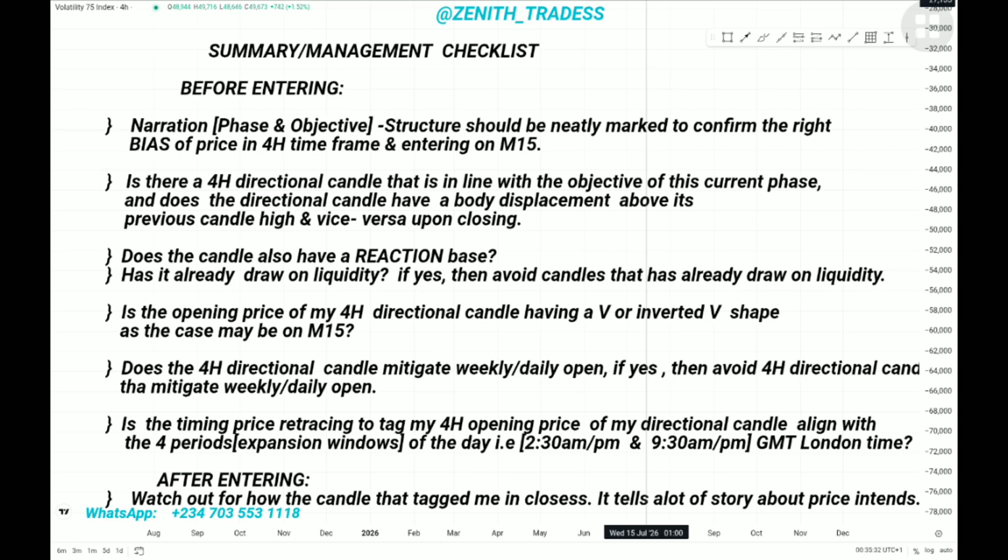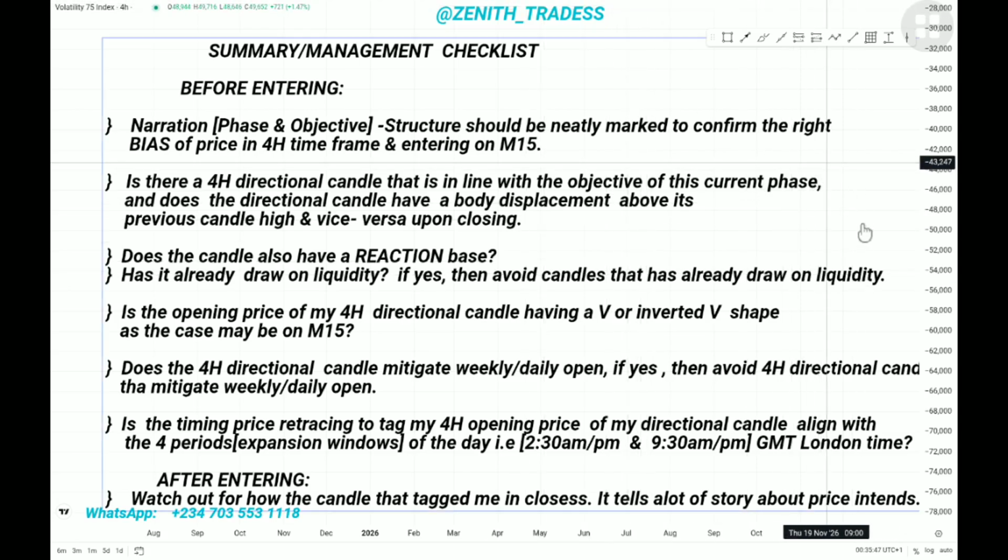I'm rushing this because you can see it on your screen. It's something you can read, something you can screenshot, something you can jot down. Does the 4-hour directional candle mitigate my daily open or my weekly open? If it does, then avoid. I've just shown you why you should avoid it.